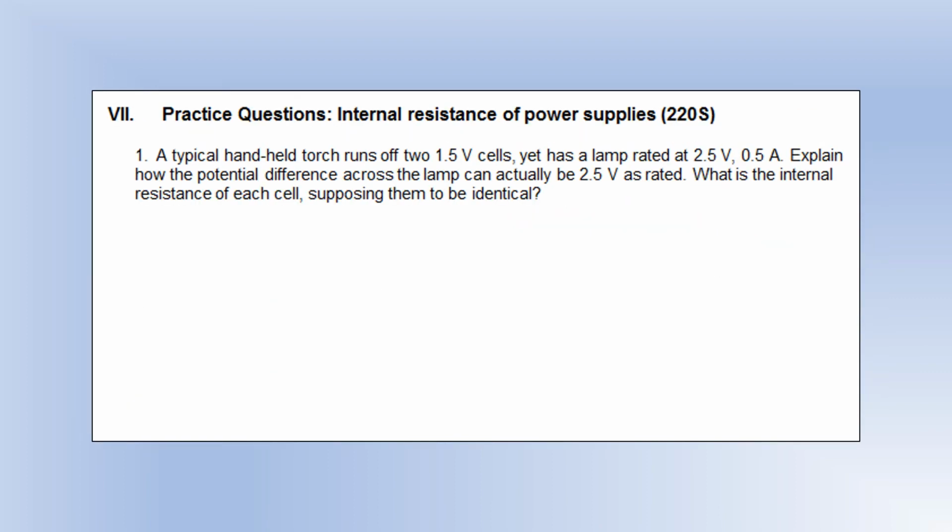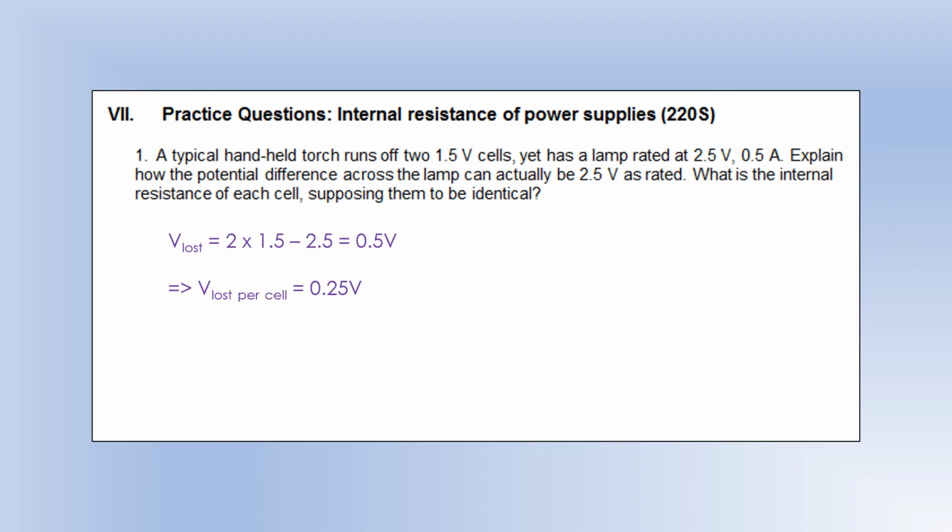A typical handheld torch runs off two 1.5 volt cells, yet has a lamp rated at 2.5 volts, 0.5 amps. Explain how the potential difference across the lamp can actually be 2.4 volts as rated, and what is the internal resistance of each cell, supposing them to be identical.